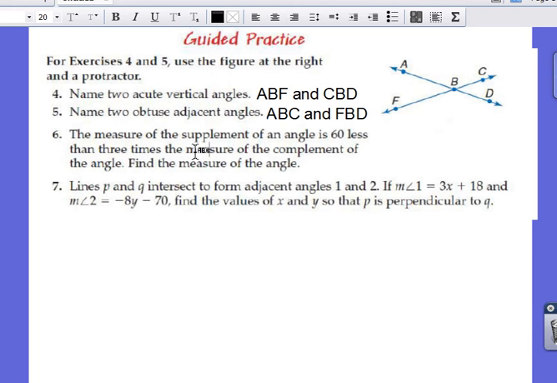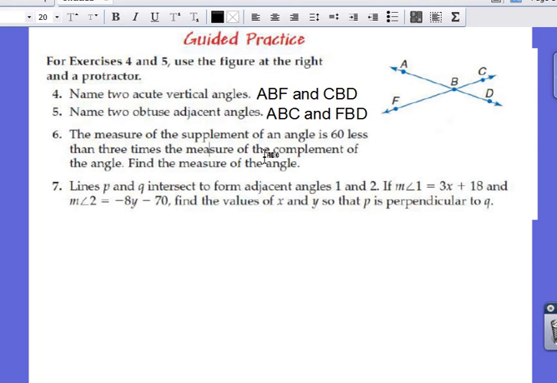Then 3 times the measure of the complement. When you hear complement, that means they add up to 90. Now don't forget the trick. 90 before 180, C before S. Of the angle. Find the measure of the angle. So they're just talking about one angle, which is true. It's really just talking about X.